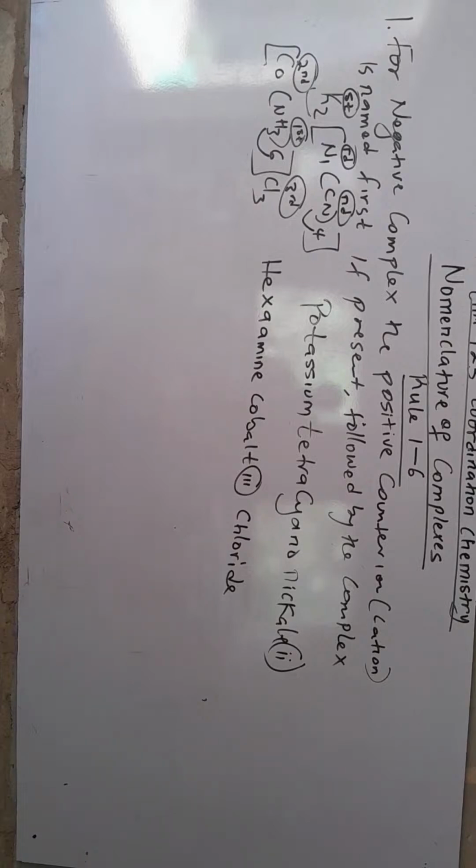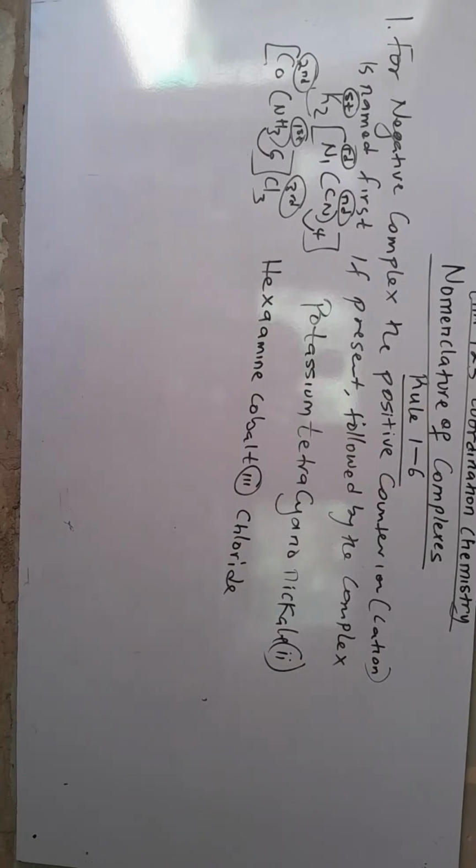So we shall be looking at the nomenclature of these related compounds. We have the first one, which is potassium tetracyanonickelate(II), and the second one, which is hexaamminecobalt(III) trichloride. I've used the applicable rule to name these related compounds so that you can see exactly how they look.